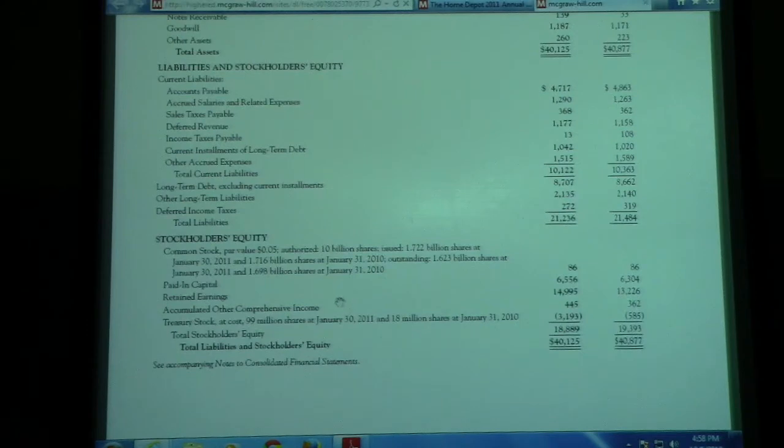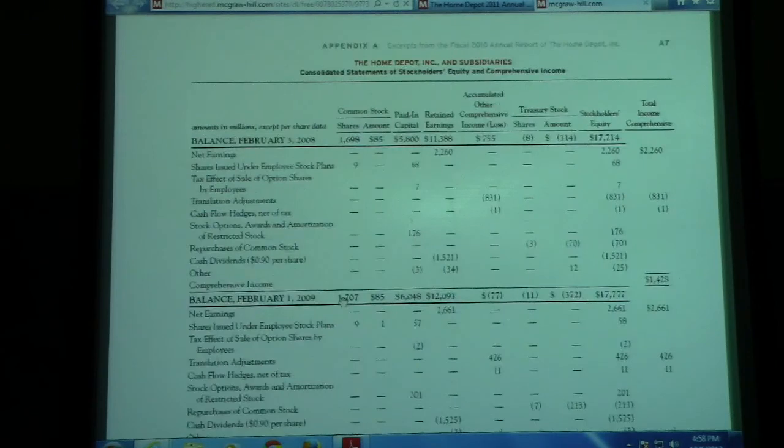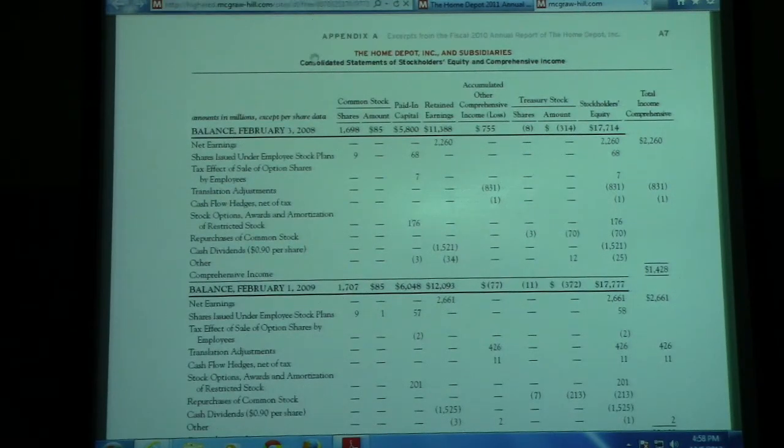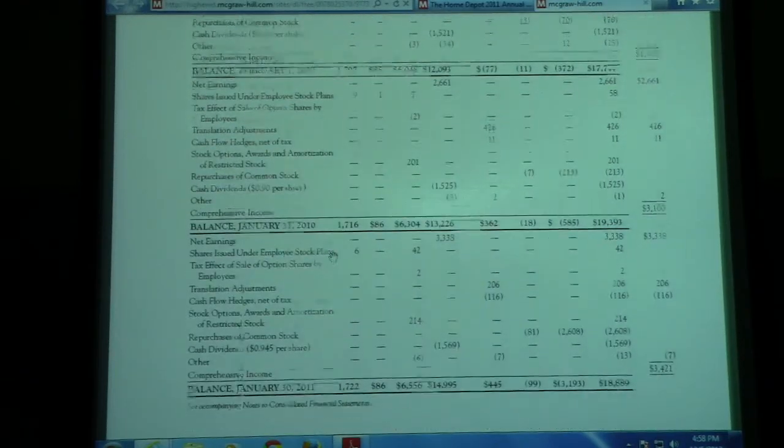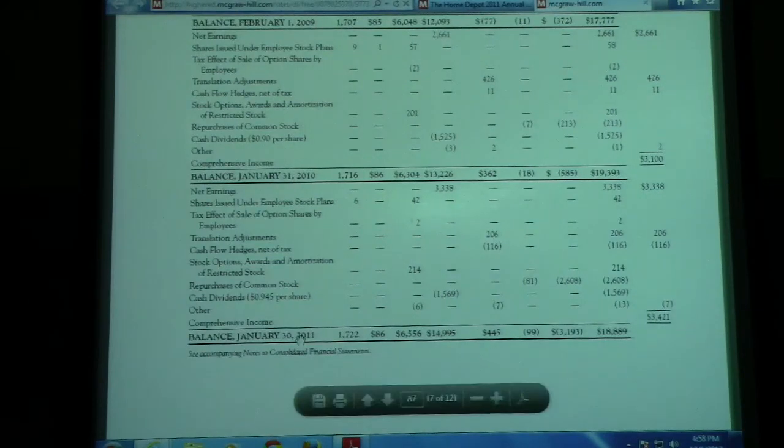Okay? The next problem, 2, says, according to the retained earnings column in the statement of stockholders' equity, what was the total dollar amount of cash dividends declared during the year ended January 30th, 2011? So let's scroll down here. Here we're at the consolidated statements of stockholders' equity and comprehensive income. This first part is February 3rd, 2008. Next, February 1st, 2009. We want to go all the way to January 30th, 2011. That comes up all the way down here. Notice that this January 31st, 2010 represents the beginning balance. This January 30th, 2011 represents the ending balance.